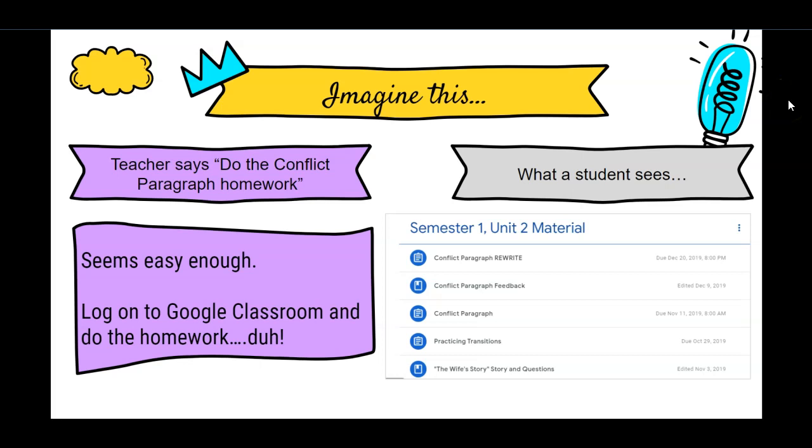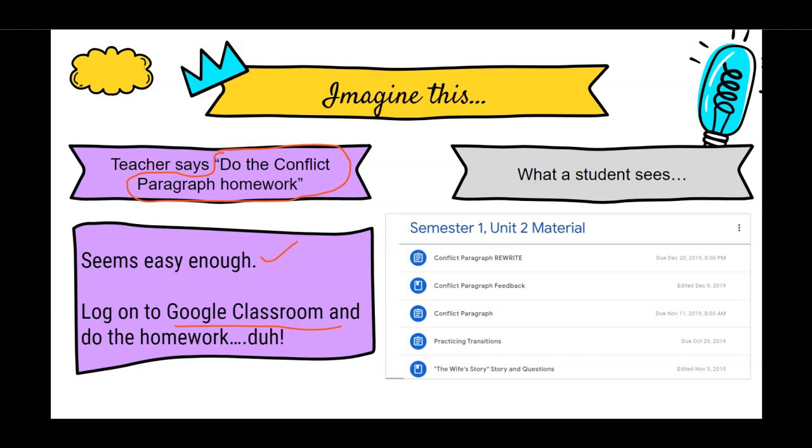is that sometimes when we communicate to our students, our communication verbally is good, but our follow-up perhaps not so good. So for example, let's say you told the students, and it was on the agenda, do the conflict paragraph homework, or enter anything that you would have said in that class, like lesson 2 assignment. Obviously it seems easy enough. You've said it, you've written it, there's no way that they could have a problem. So then when a student logs into Google Classroom, what do they see?